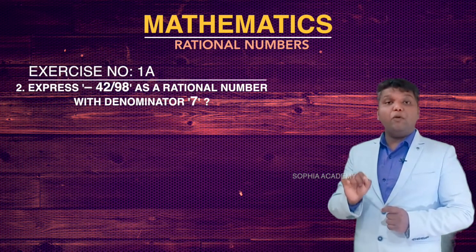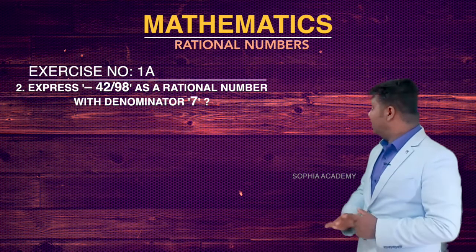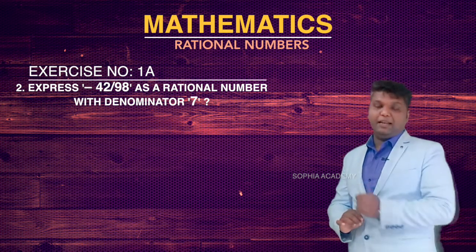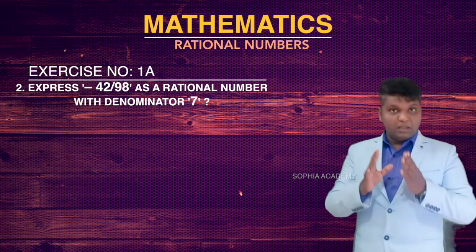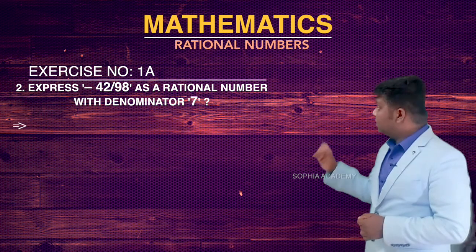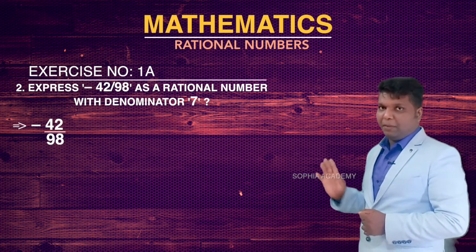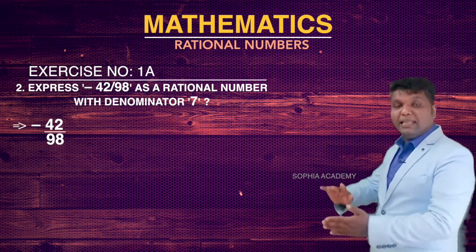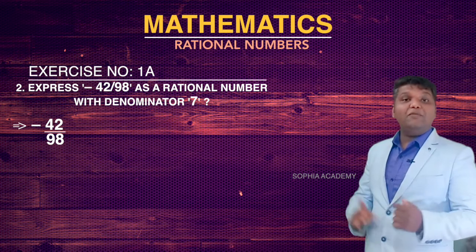Main question number 2. Express minus 42 divided by 98 as a rational number with denominator 7. Okay, listen, this is another category. Here a rational number is given. What is the rational number given? It is minus 42 divided by 98. You have to make this into another rational number so that the denominator will become 7.